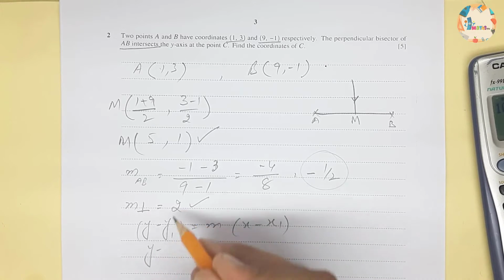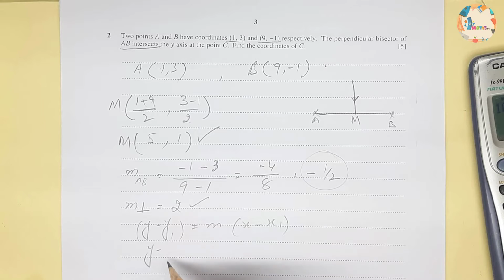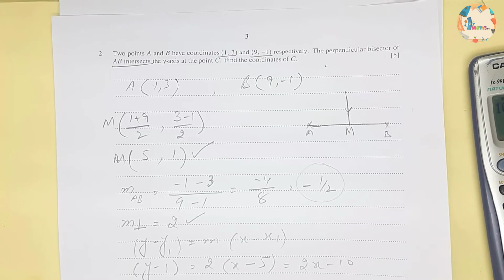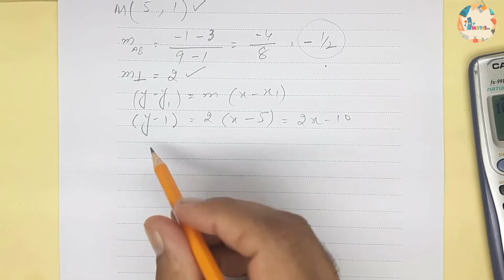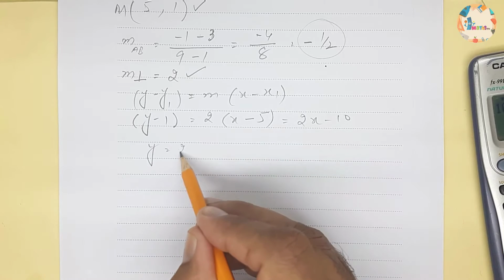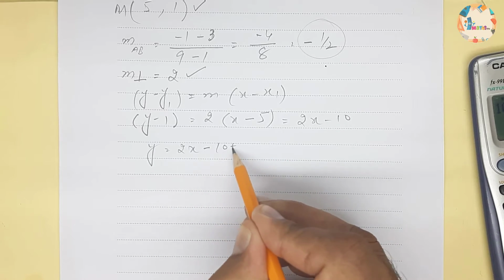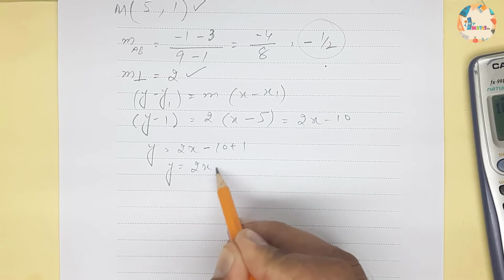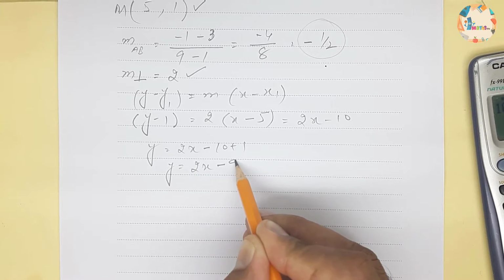So y minus y1 will be 1, this. So y minus y1 is equal to, gradient will be 2 into x minus x1, which is 5. So now we can open this side, and this is equal to 2x minus 10. And now I'll move the page a little above so that you can see properly. Okay, so now we can simplify this. y is equal to minus 1, we can shift to other side, so 2x minus 10 plus 1. So y is equal to 2x minus 9.